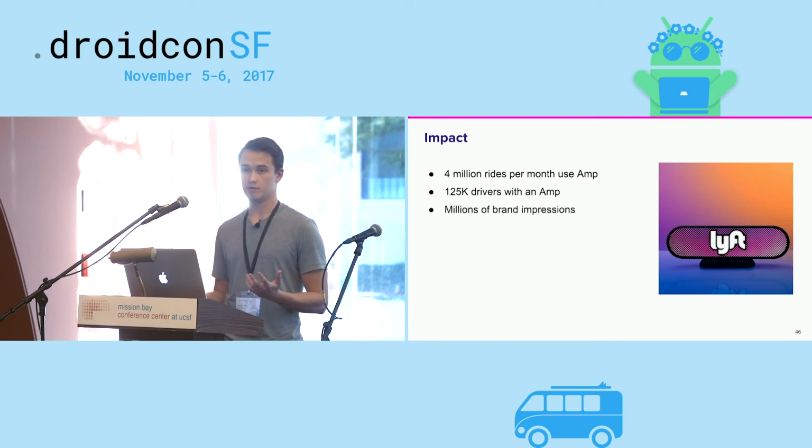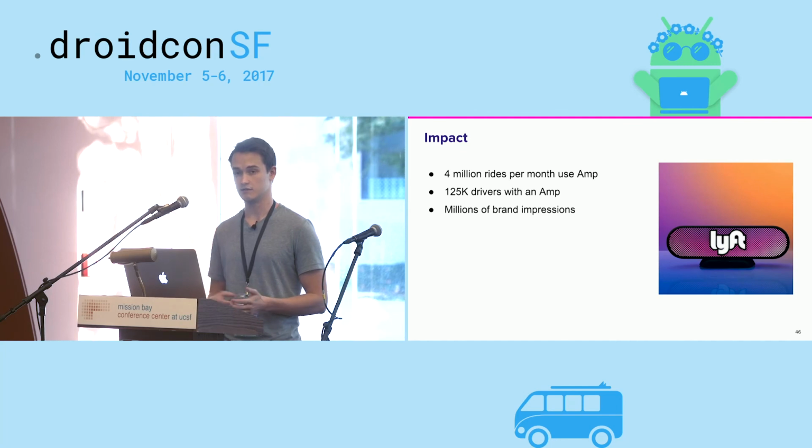We also have millions of brand impressions. So, a lot of people that are otherwise not seeing our brand are now seeing it all over the city in the form of these lights in the front of these cars.